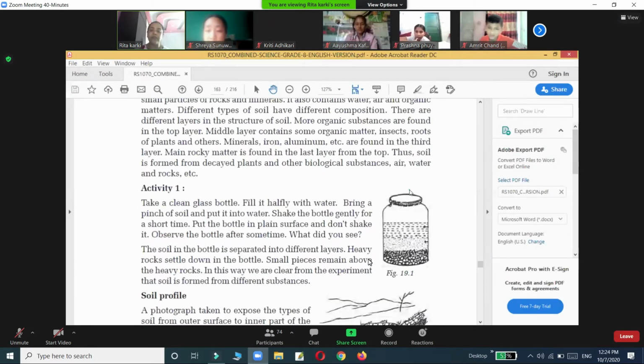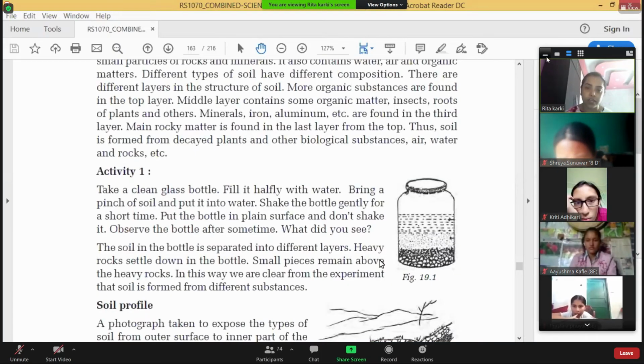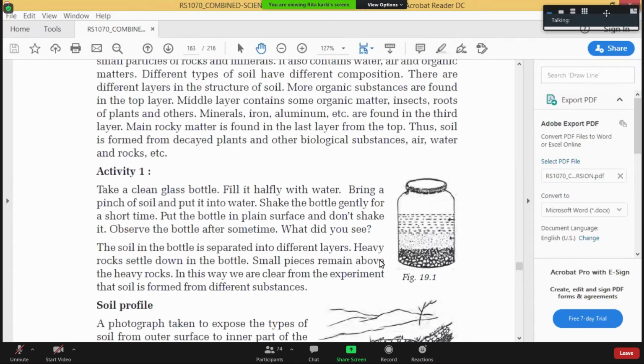Half of the bottle is filled with water, and for the soil that we have collected from our surrounding garden area, after we have poured the soil inside the water that is present inside the glass, stir it properly. Stir means to mix it, by shaking the bottle or by stirring it with a wooden spoon.